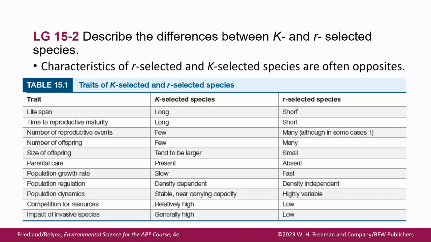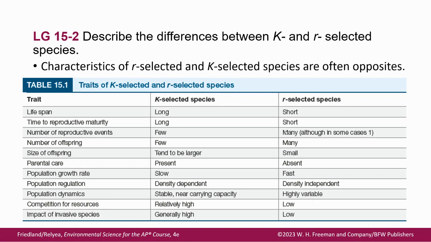Okay. Since they spike a lot, sometimes there is competition for resources, sometimes there isn't. And then they have a low impact from invasive species because they have the ability to change a lot more rapidly. Their evolution does. Here, I'm thinking of frogs. I'm thinking of rats. I'm thinking of bacteria. I'm thinking of bugs. I'm thinking of grasses, etc., etc.